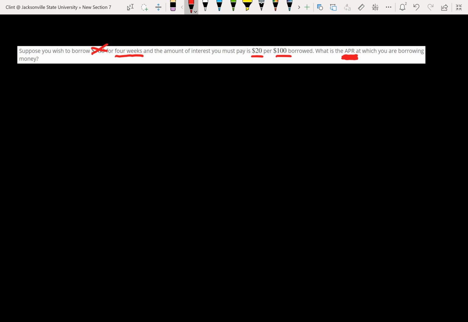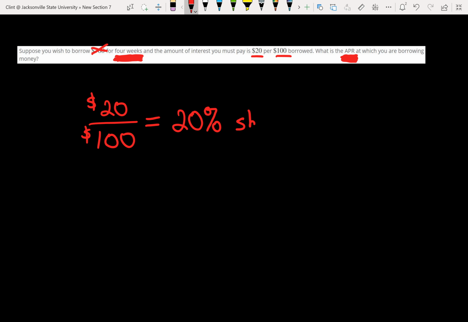And I'll be honest with you, if you go to the tutor on Hawks on this one, to me it's really confusing. So here's what I think about on this one. We need to figure out what our short-term interest rate is, right? So we have to pay $20 for every $100 that we borrow. So what is that, 20 out of 100? That's 20% interest, but that's over 4 weeks. And APR is annual, so that's over a year. And so we have to do a conversion here. This is our short term.